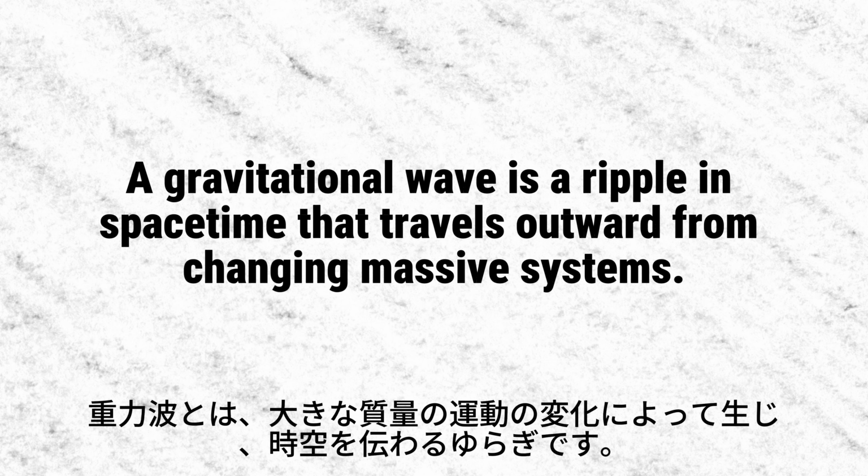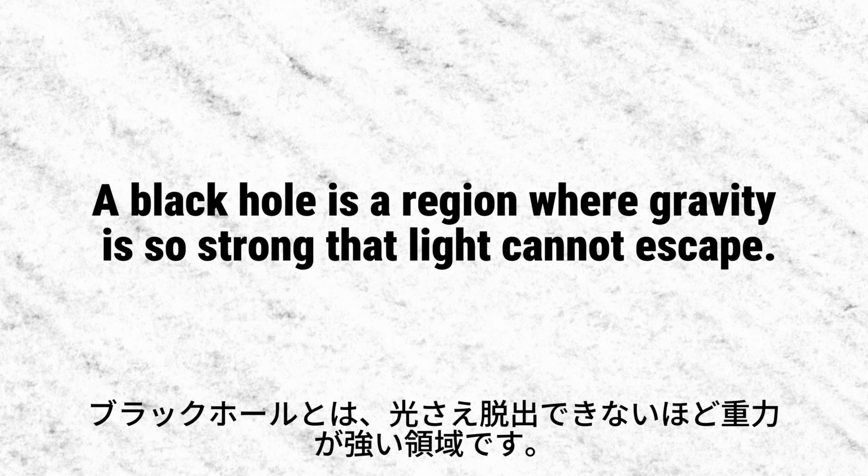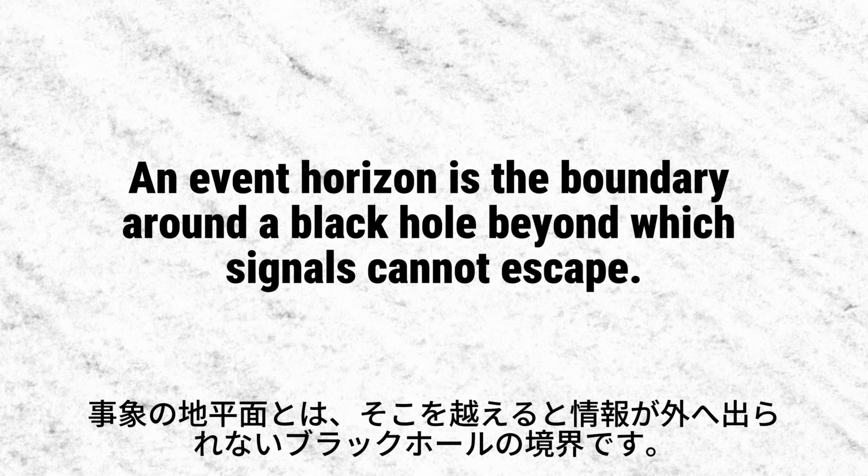A gravitational wave is a ripple in spacetime that travels outward from changing massive systems. A black hole is a region where gravity is so strong that light cannot escape. An event horizon is the boundary around a black hole beyond which signals cannot escape.